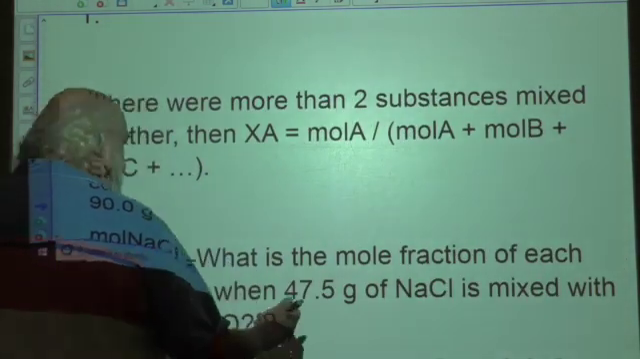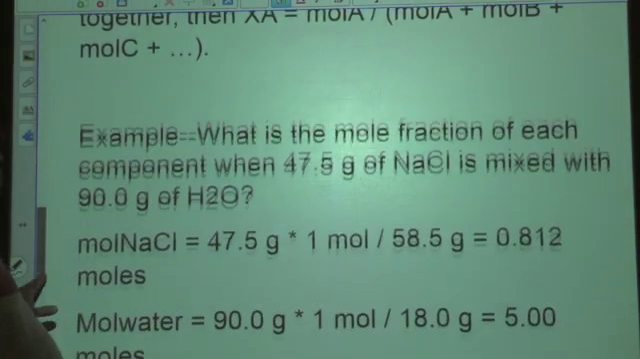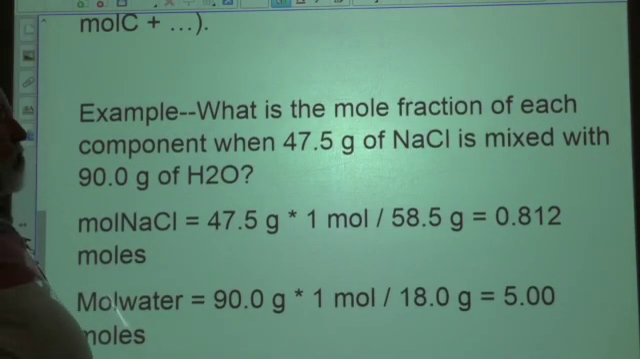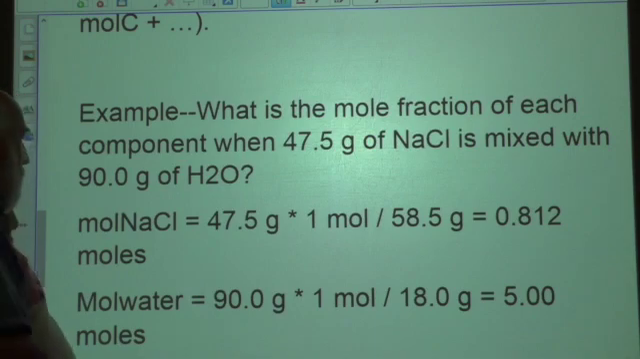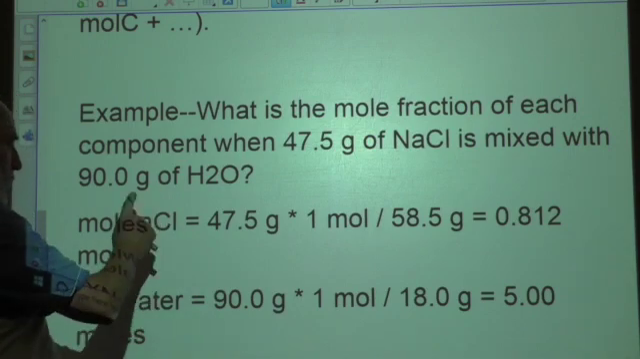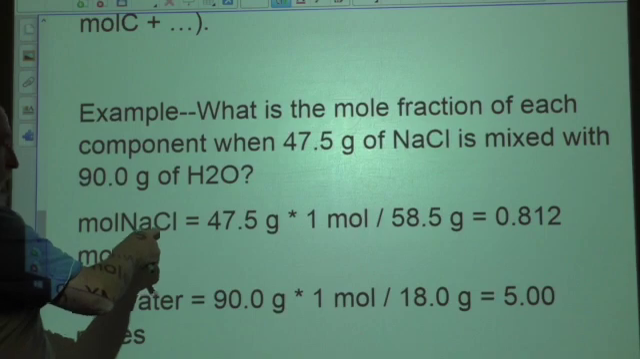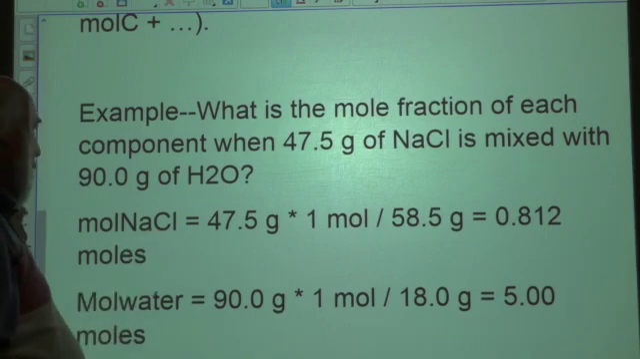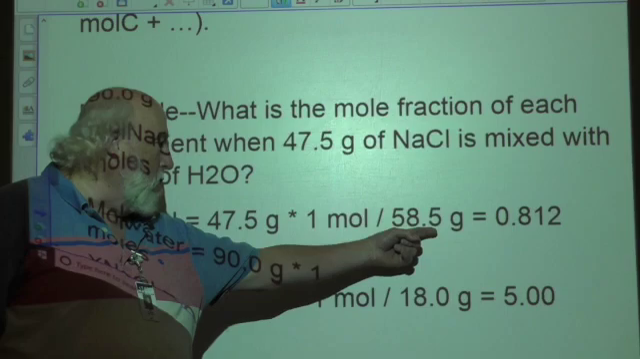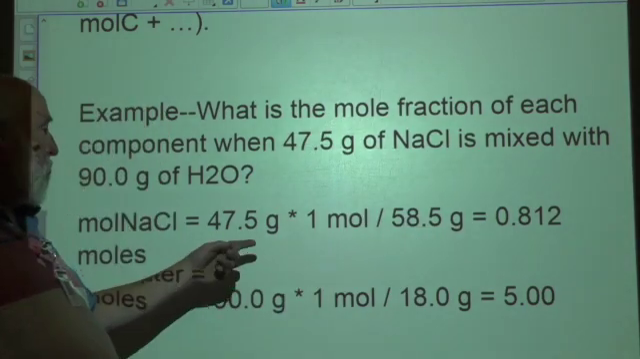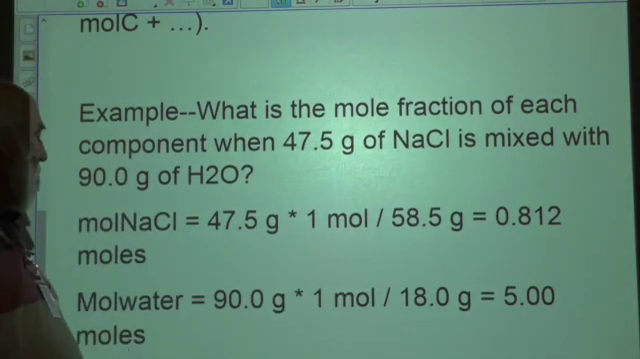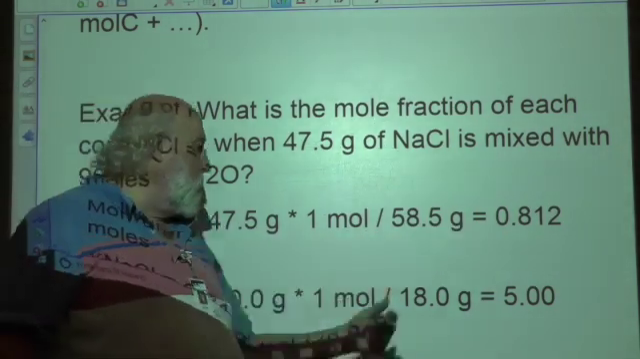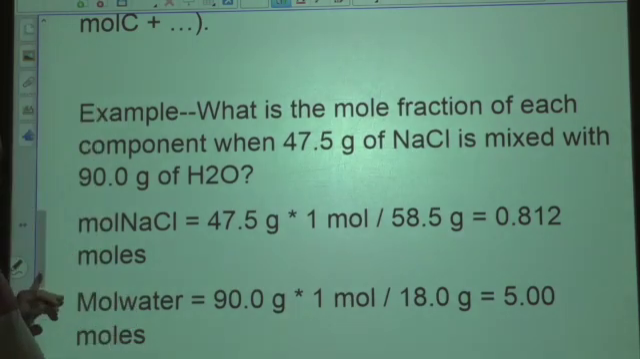So, example here: what is the mole fraction of each component when 47.5 grams of sodium chloride is mixed with 90.0 grams of H2O? So we go to the periodic chart. Sodium is 23.0, chloride is 35.5, and that gives you a grams per mole of 58.5. Because we have grams in the numerator, grams will have to go in the denominator, and we have 1 mole on top, and it's going to give you 0.812 moles of sodium chloride.